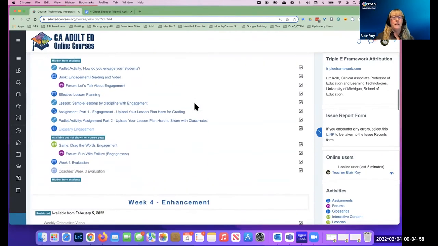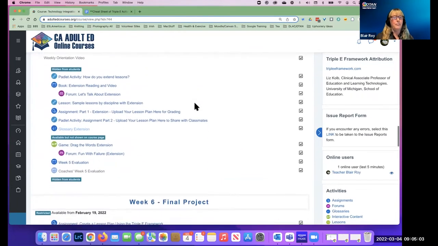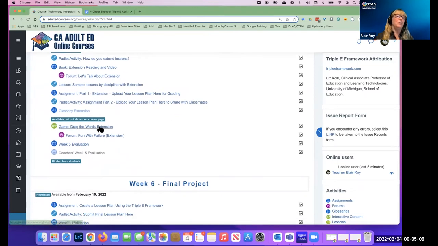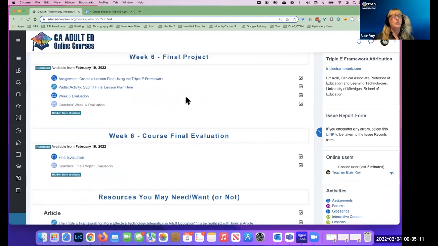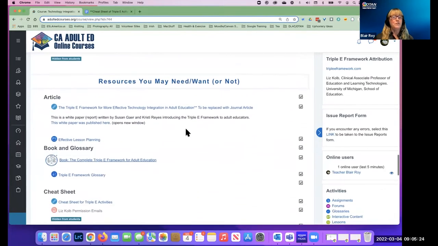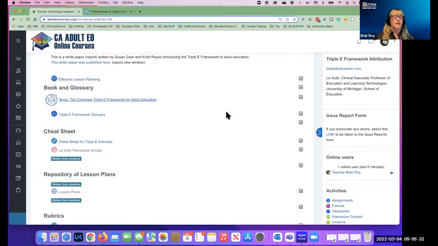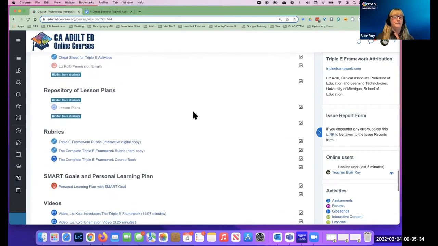Okay. Then we get down to, so we've done engagement, enhancement, and extension. Another fun with failure. We had a couple of games, H5P games, that were added to the course. And the final project was for each of the participants to take a new original plan and add all of the E components, engagement, enhancement, and extension. And we have a lot of resources in the course. We actually offered an effective lesson planning reading for the students, and the cheat sheet. And so there you have it.